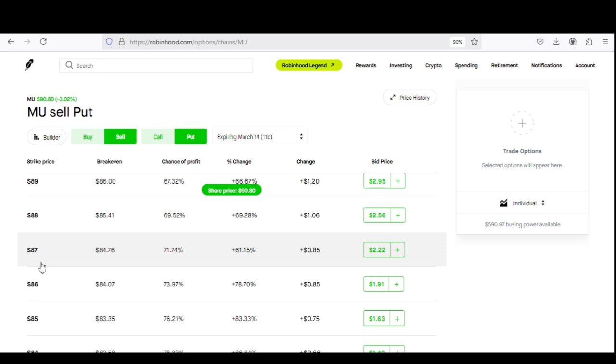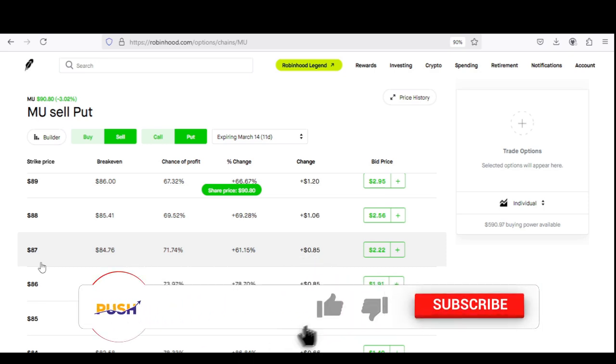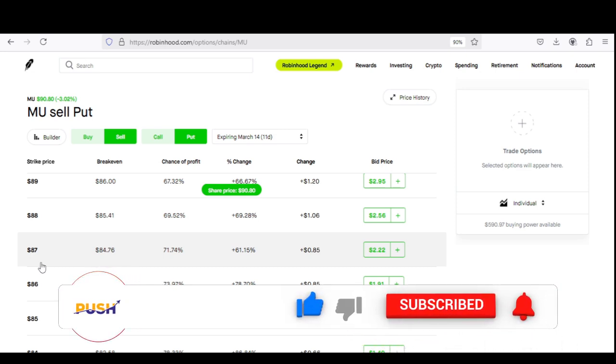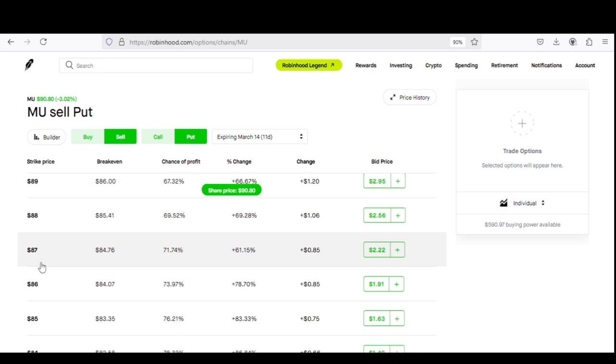So, there you have it. If you want to build passive income from options, I highly suggest you consider the cash secured put or the covered call option strategy.